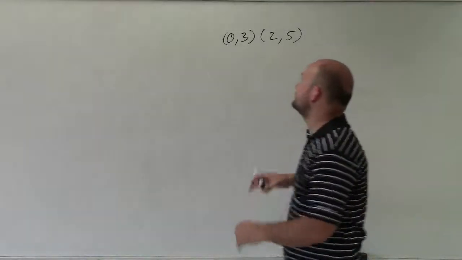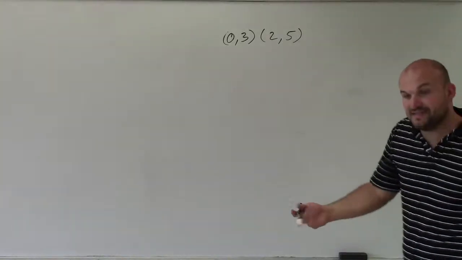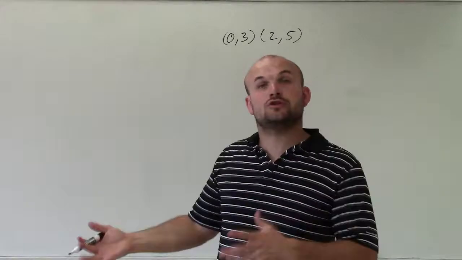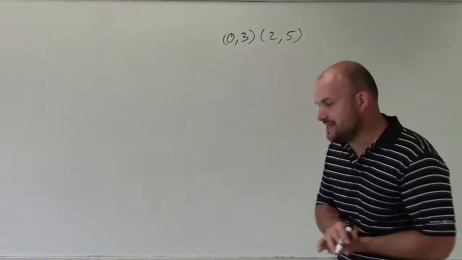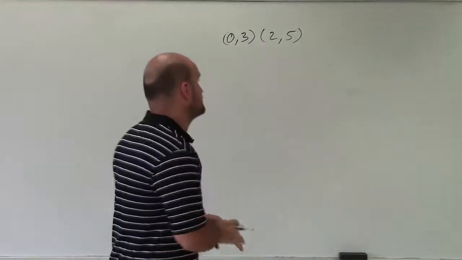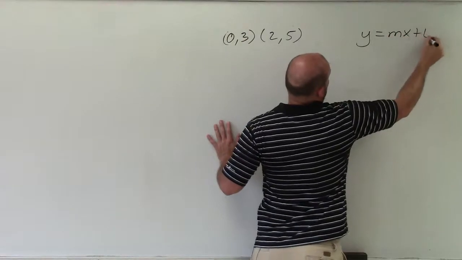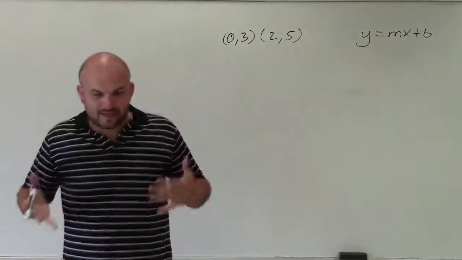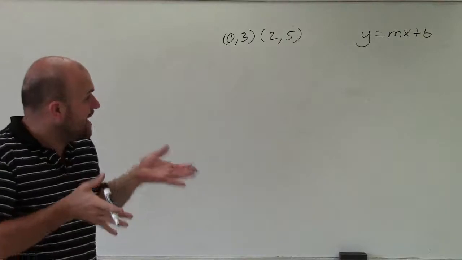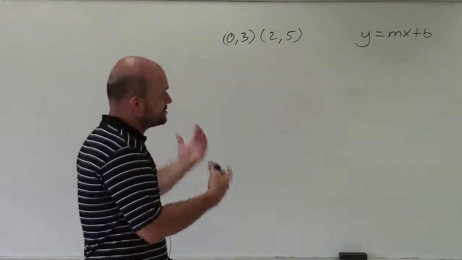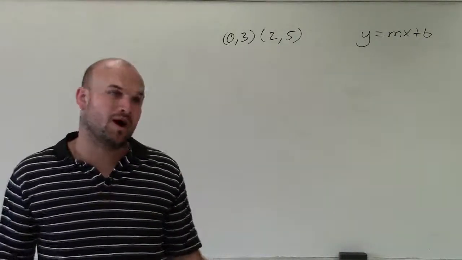Welcome. So what I like to do is show you how to write these 2 points in an equation in slope-intercept form. And the way that I'm going to do that is just by using slope-intercept form. So we know that slope-intercept form is y equals mx plus b. So what we need to do is determine, obviously, the m and the b, where m represents your slope and b represents your y-intercept.